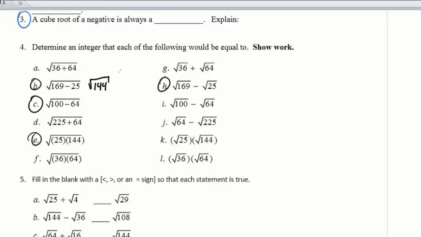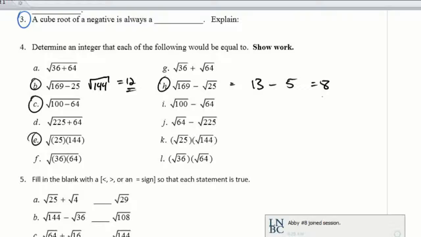I know the square root of 144 is 12. So that's going to equal 12. The square root of 169 is going to be 13. I'll do this over here. So I get 13 minus 5, which is 8. So again, we found this last day that these two things aren't equivalent when we're adding and subtracting. So 12 is not the same thing as 8.